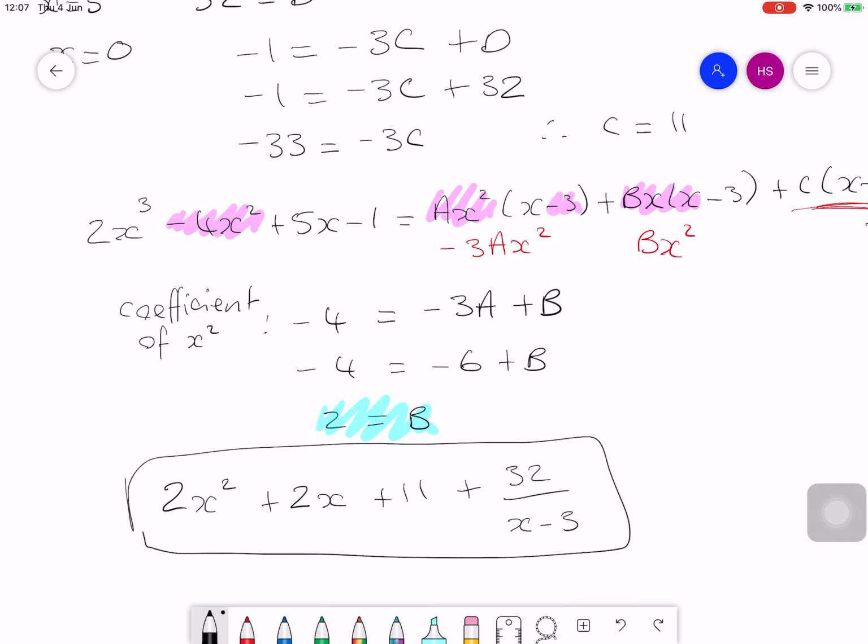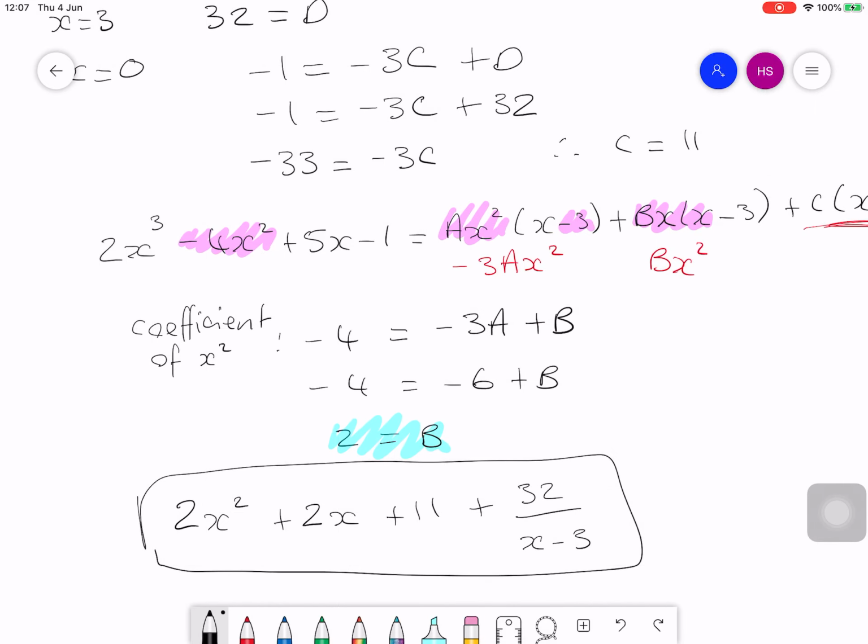So as I said, you could have done that through algebraic long division if you preferred, and you didn't have to do the equating coefficients at the end. You could have just carried on substituting values in if you preferred that method.